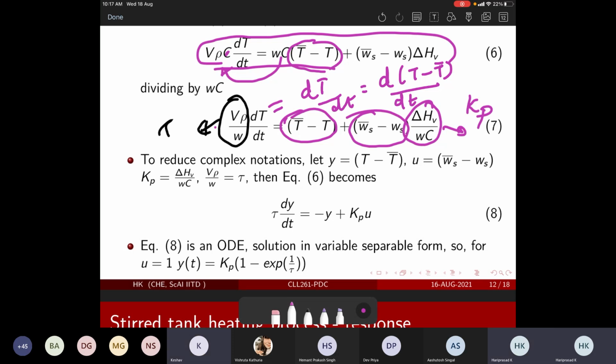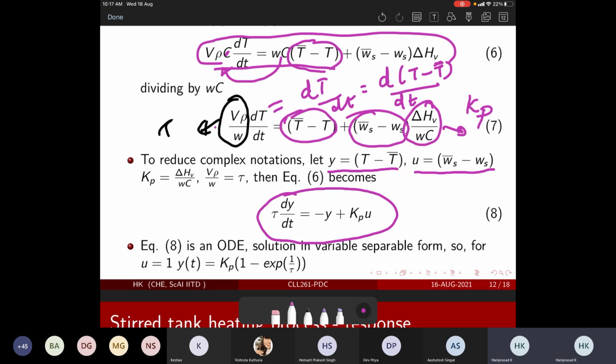It's clear, sir, because T bar is a constant anyway. When you take the derivative, that derivative would be equal to 0. So the derivative of T minus T bar and of T is going to be the same because it's just a constant. So now all the variables are in the deviation form. Let me attribute a new variable y equal to T minus T bar and u equal to W bar s minus W. You will be able to simplify the equation just like an ODE.